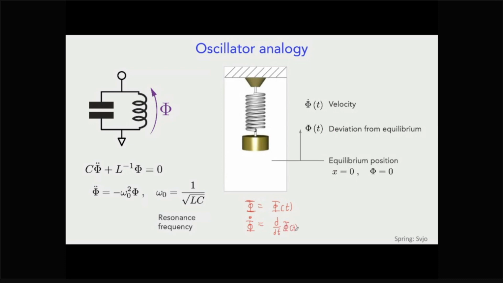And if you have two dots, that will indicate that you have basically done this operation twice, and so you have a second time derivative like this.